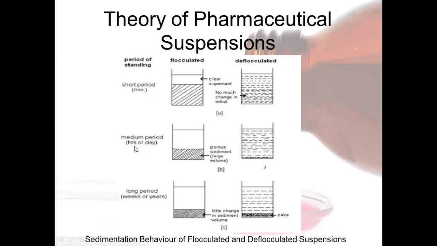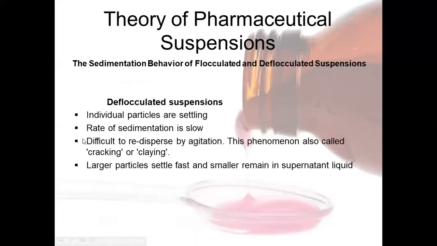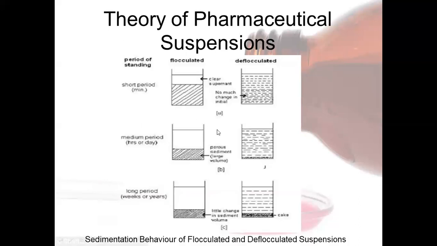After a medium period, a large porous sediment is formed and the supernatant is clear. For deflocculated, a slightly hard cake has formed, and not too many changes are seen. For a long period, there is little change in sediment volume for flocculated, and the supernatant remains clear, while for deflocculated, a hard cake is formed and the supernatant is not clear.